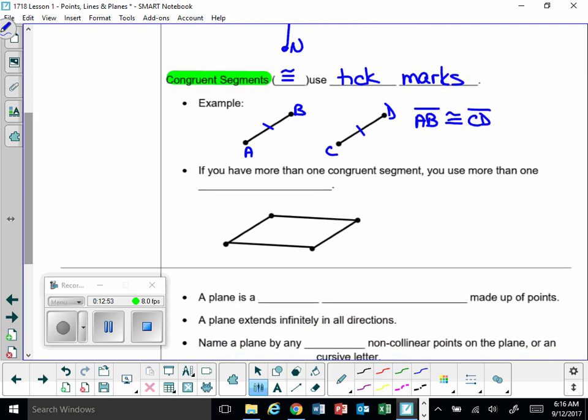If you have more than one congruent segment, you use more than one tick mark. Okay, so those two are congruent. These two are congruent. You can have triples, quadruples, but please break out the colors if you have more than 4 tick marks on anything.